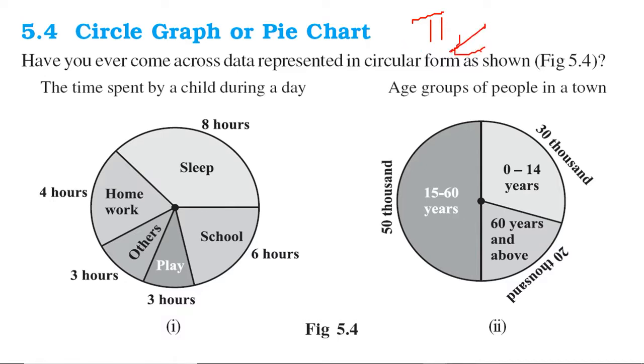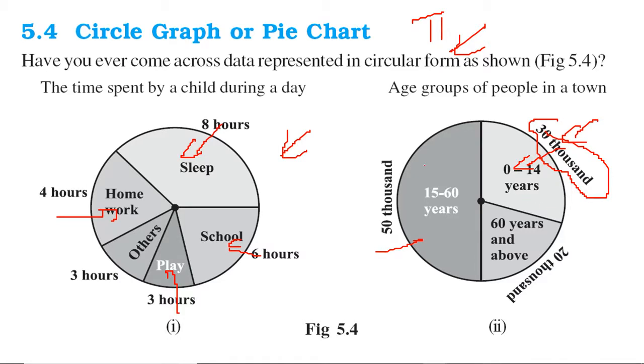So we can represent the data in circular form also, because it's in circular form it becomes easier to interpret the data. For example, here the time spent by a child during a day: 8 hours in sleeping, 6 hours in schooling, 4 hours homework, 3 hours of playing, like this. Or an age group of people in a town, say 0 to 15 years, they are 30,000, or spending 30,000, 15 to 60, 50,000, or you can say the number of people. There are multiple data which we can represent.